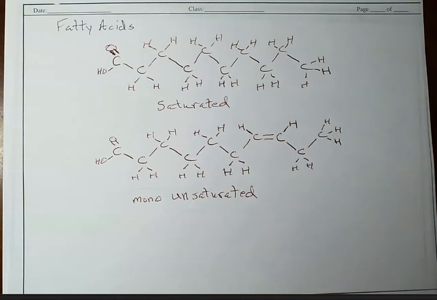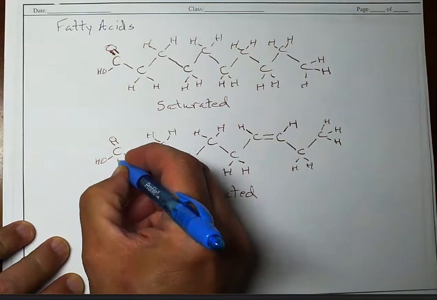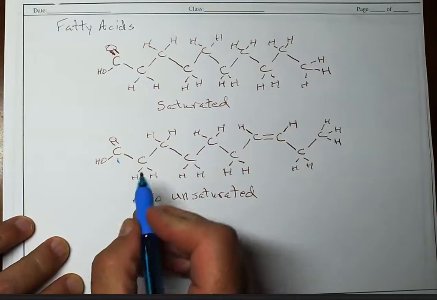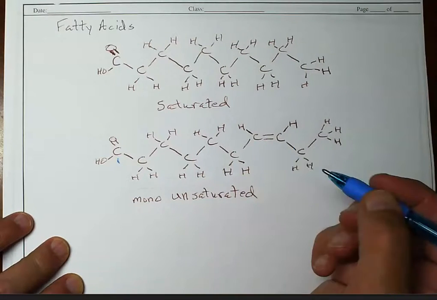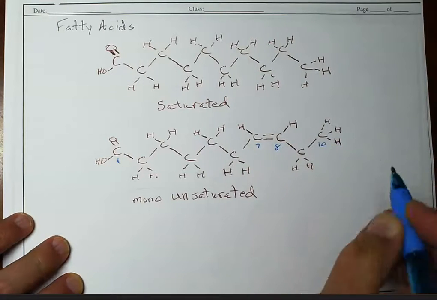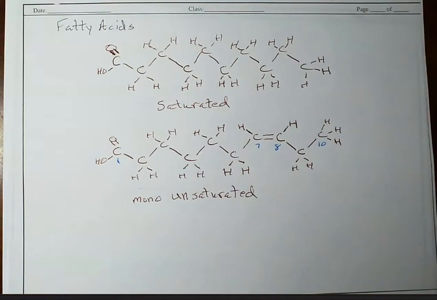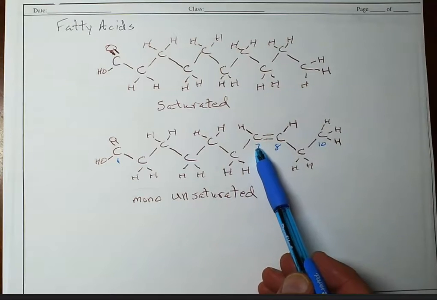So there are 2 ways to indicate where that double bond is located. One is that we start counting carbons, starting with the carboxyl carbon as carbon number 1. So that means this one's number 2, 3, 4, 5, 6, 7, 8, 9, and 10 down here. So we could say that the double bond exists right after carbon number 7 here.